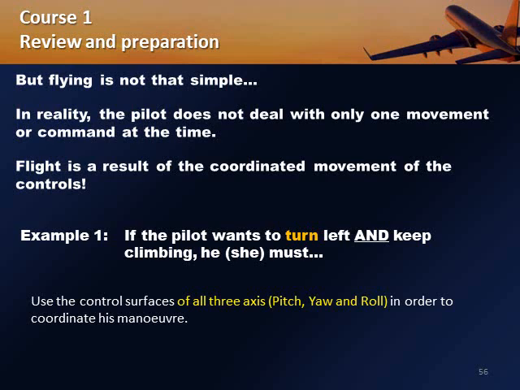Well, if you want to turn and keep climbing, it's the three, because if you don't want the aircraft to slip or slide, then you're going to have to use the yaw axis, or the rudder, at the same time. So the three axes are used in order to maintain a good coordinated turn.